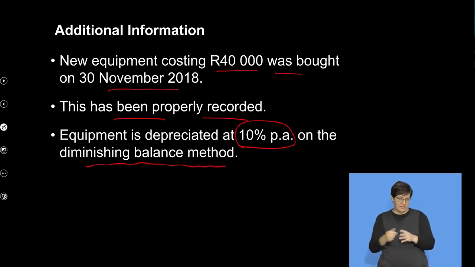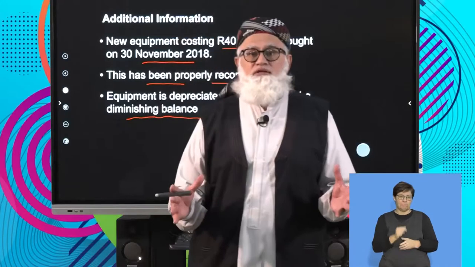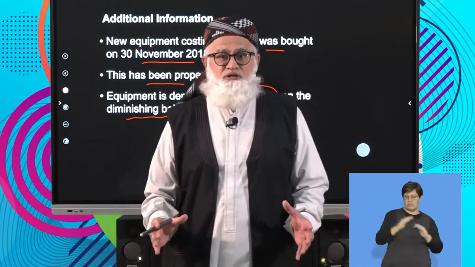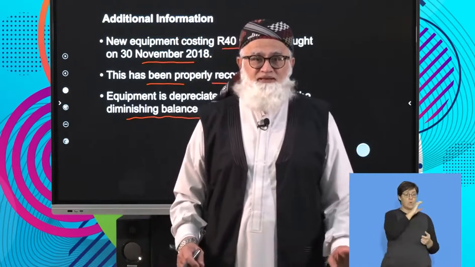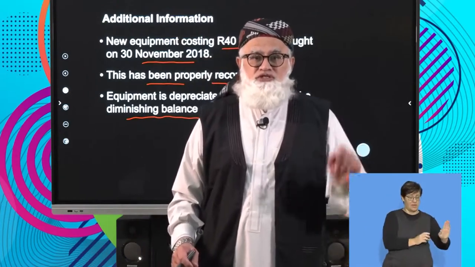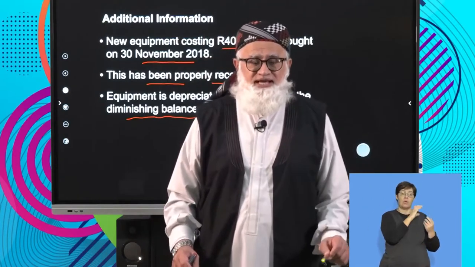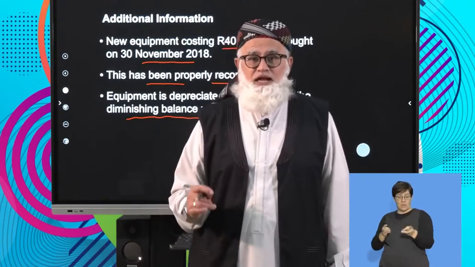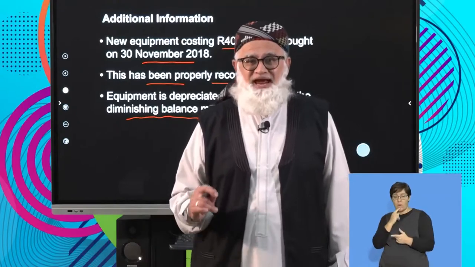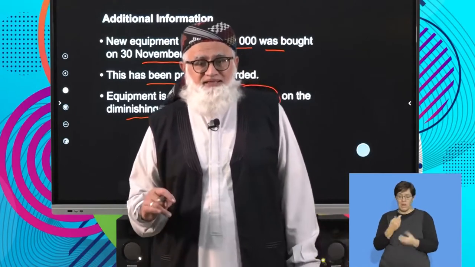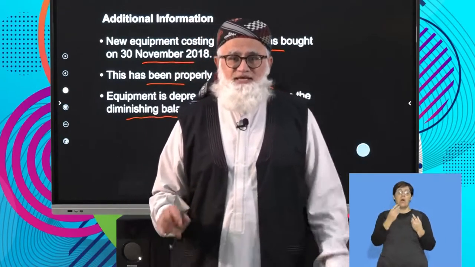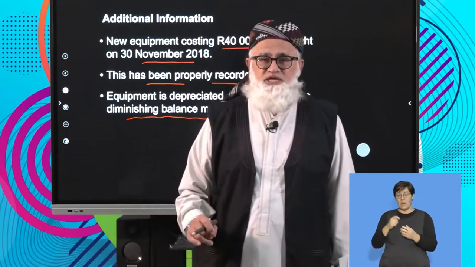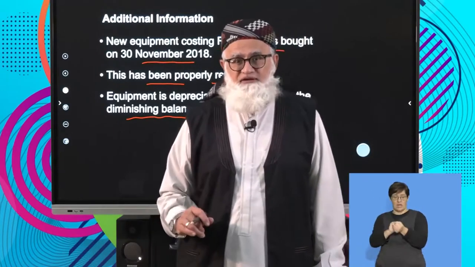Right, a quick one here. When we're looking at the two methods of depreciation, one is your cost price method, where you calculate your depreciation on the cost price of an asset, and the second one is your diminishing balance method, where you calculate your depreciation on the carrying value. And how do we get the carrying value? Cost price minus accumulated depreciation will give you carrying value.